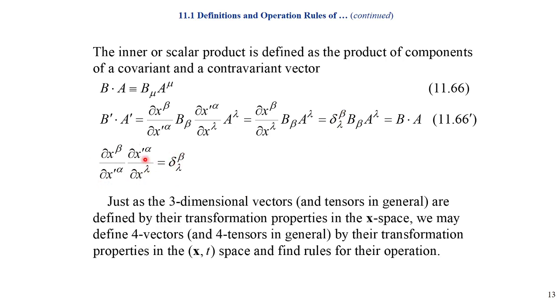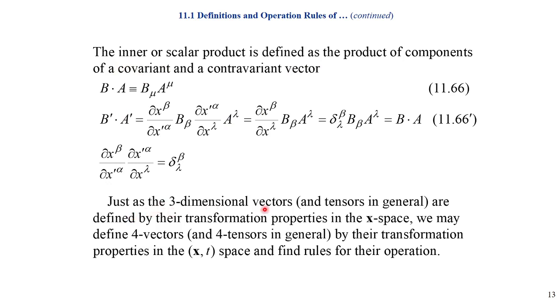We use this property and substitute it here. So summing over beta, we get a non-zero value only when beta equals lambda. Otherwise, this is 0. If beta is not equal to lambda, it's 0. So, interestingly, we find the inner product does not change. The inner product of two vectors, a covariant and a contravariant vector, does not change.